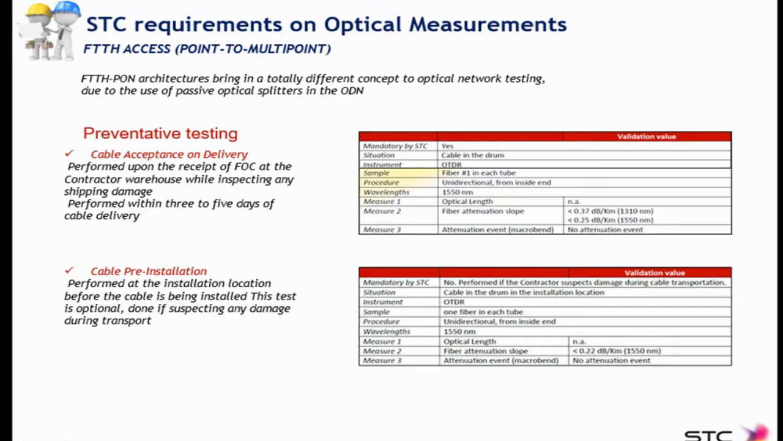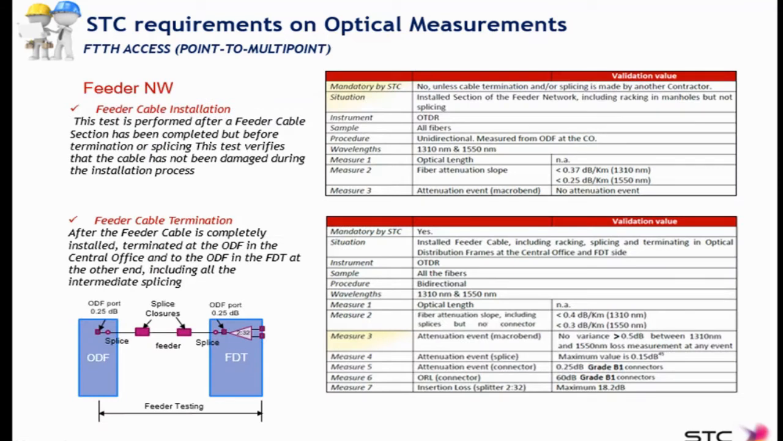Then the cable pre-installation, again, is not mandatory. Remember, it is only performed when you suspect that during transportation from your warehouse to the site, something happened with the cable drum or the cable itself. For the feeder specifically, the feeder section test could be considered as well as a point-to-point connection between the ODF in the exchange to the FDT, and it's not mandatory, and is the same type of cable installation test as long distance junction and point-to-point.